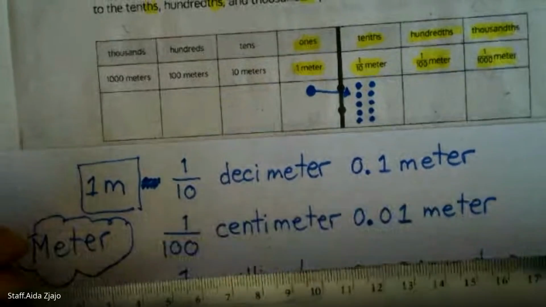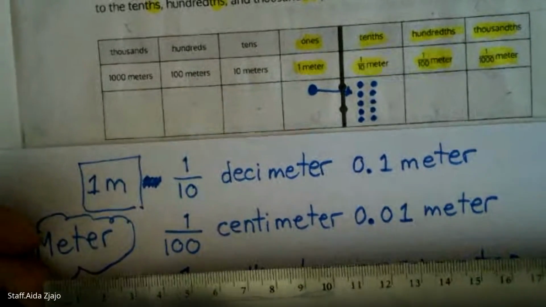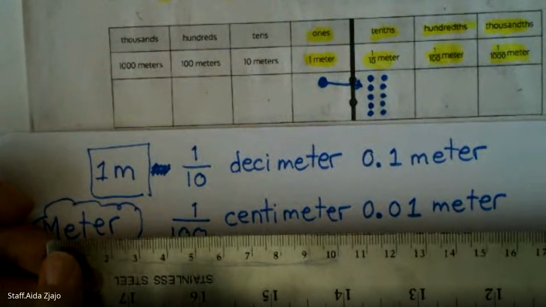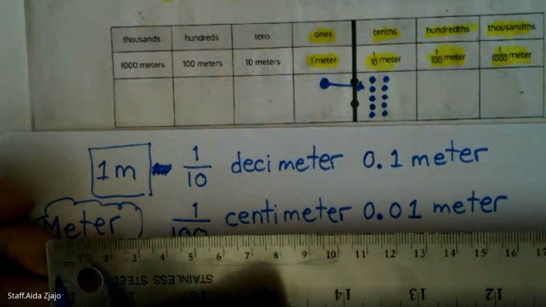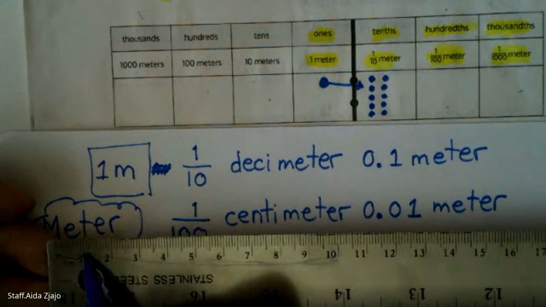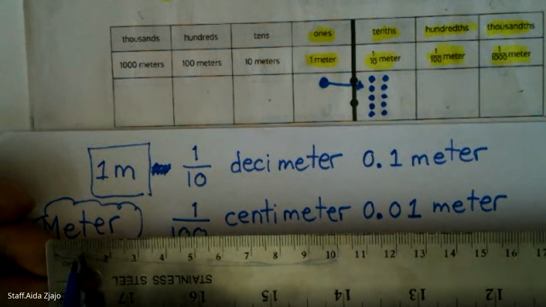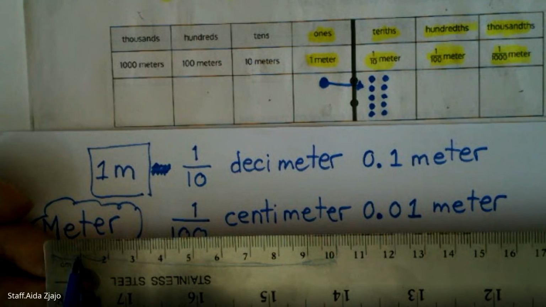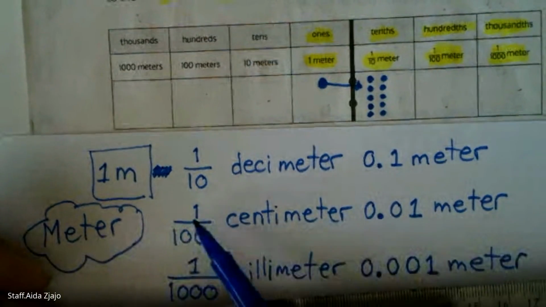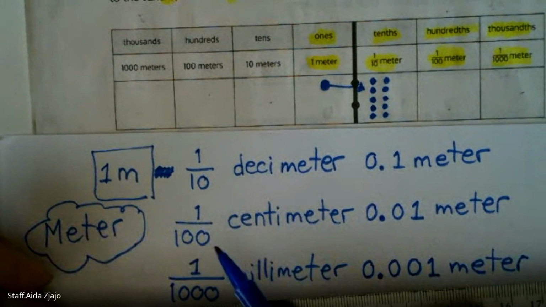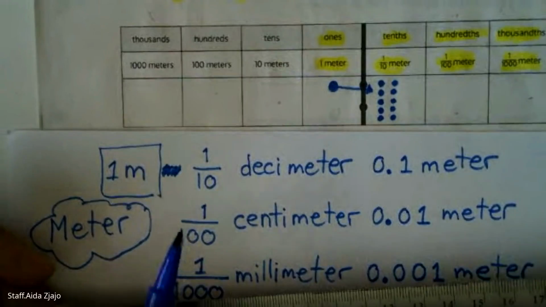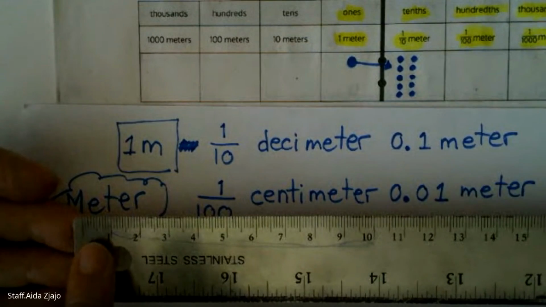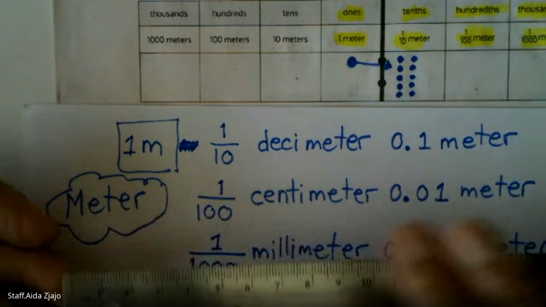Now, if I look at a centimeter, that is a pinky. That is the value of one pinky. This is a centimeter, that is the size of a centimeter. There are 100 of them in the meter. So 1 out of 100 pieces is this piece right here, and that is called a centimeter.